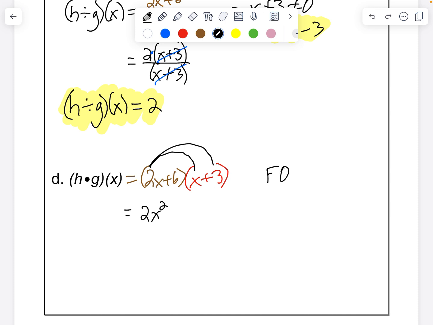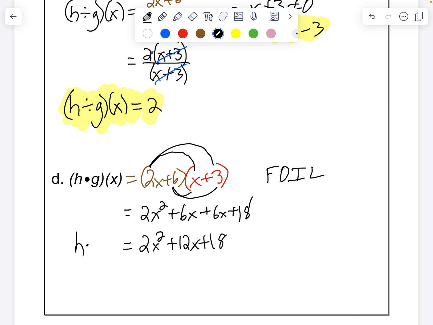So 2x times 3 is plus 6x. Then I for inner, but again, now you're just distributing the 6. 6 times x is 6x. And then L for last, so take the 6 and multiply it by the 3, plus 18. So double distribution, FOIL, however you want to think through it, that's how you multiply a two-term thing by another 2-term thing, all right? And then you combine like terms, 2x squared plus 12x plus 18, and that is our brand new function called f times g of x.